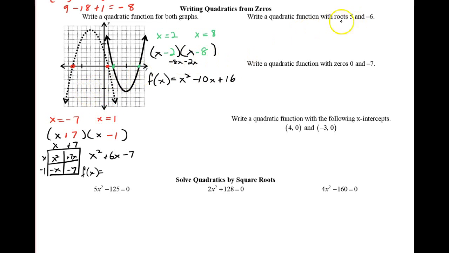So if I don't have a graph, remember the word roots is the same thing as zeros. So it's the same process. So we have x equals 5, x equals negative 6. Start with the binomial. X is a liar. And then FOIL it out.